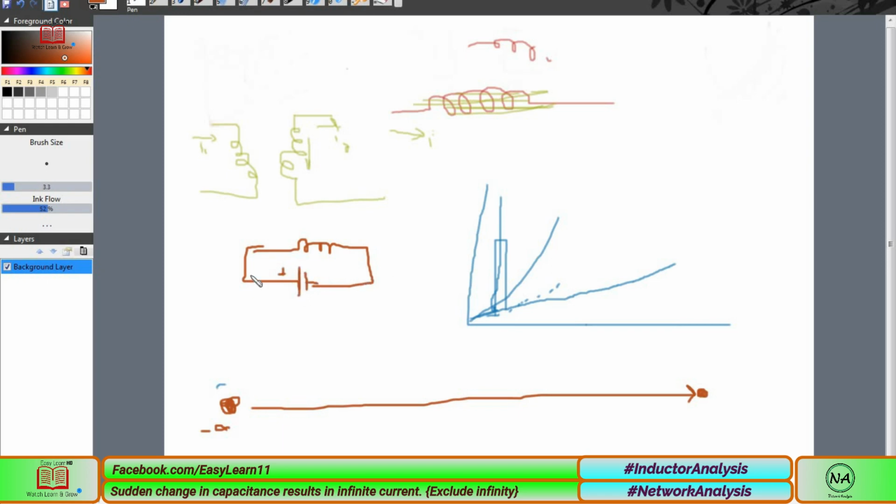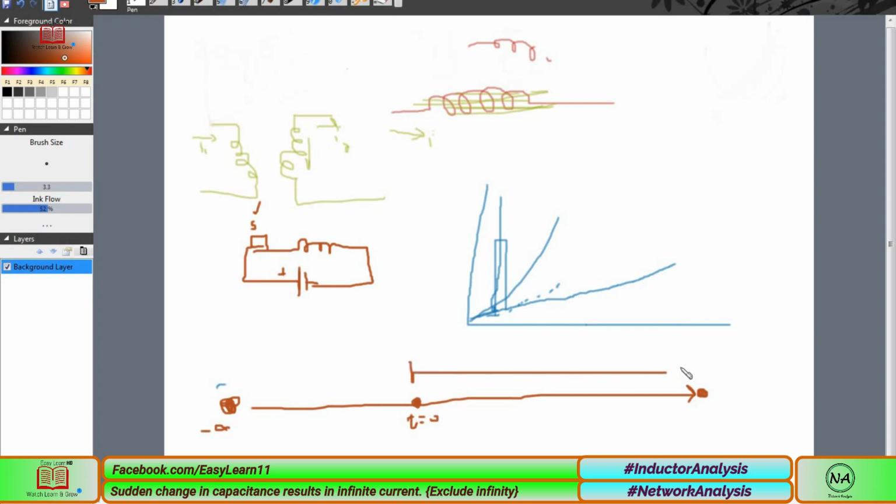We have a circuit of this type, and in this circuit there is a switch. If we are not turning on the switch, all the time before turning on or closing the switch is taken as minus infinity. When I turn on the switch, this point is known as t equals 0.